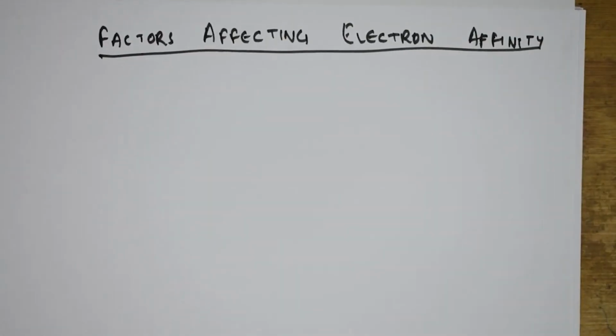So we've already seen the definition of electron affinity in the previous video, students. Welcome back. Today we'll be almost completing the chapter, I think. So today let us see the factors affecting electron affinity. It is also called electron gain enthalpy, isn't it?